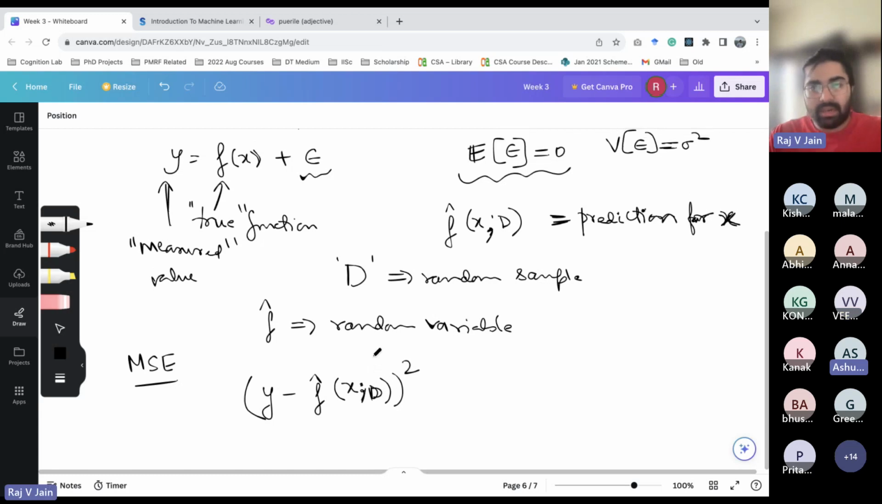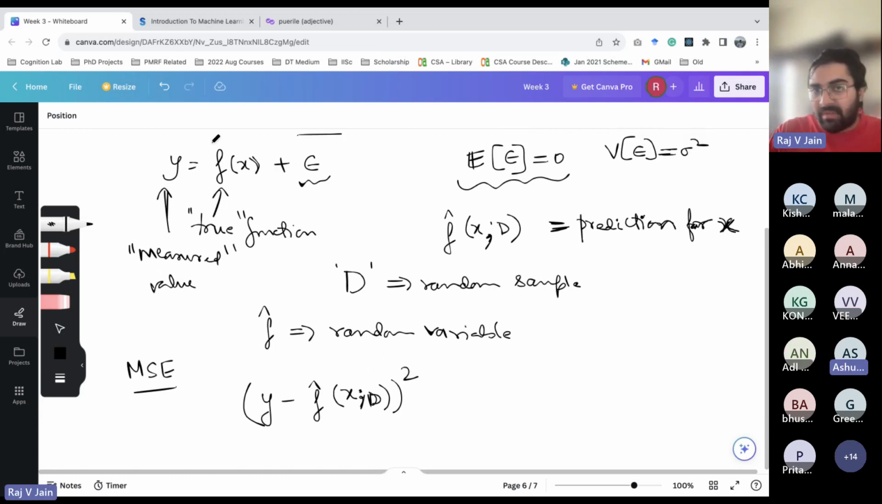Right. Because I don't have access to f of x. F of x is a true function that exists in nature. But at the end, the temperature sensor or whatever sensor is going to give me y. It is some noisy version of this true function. So at the end, what I have with me is y only, and I have a fitted model on this data set D. So for this particular x, this is my MSE.